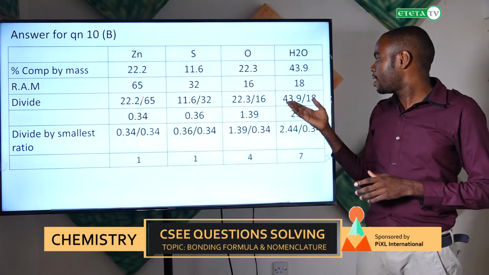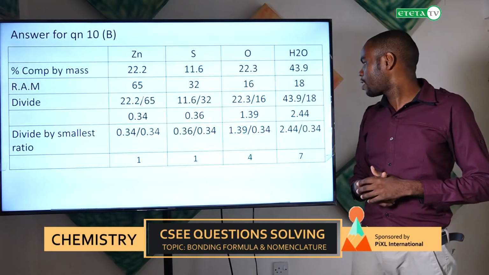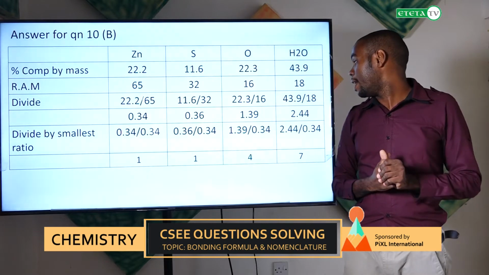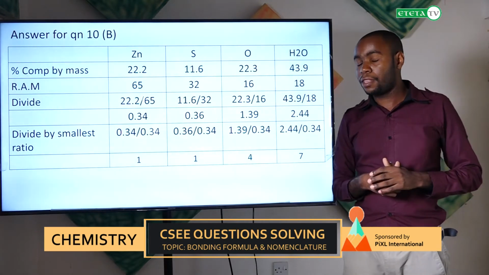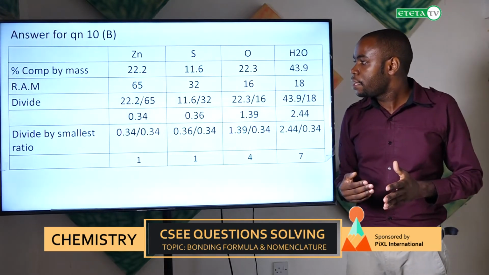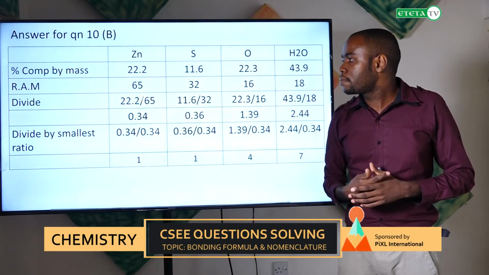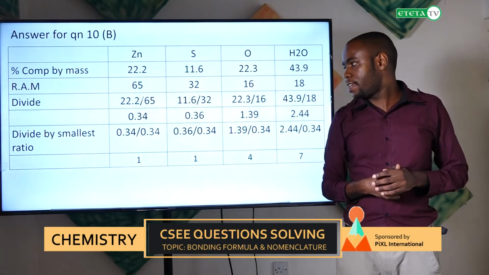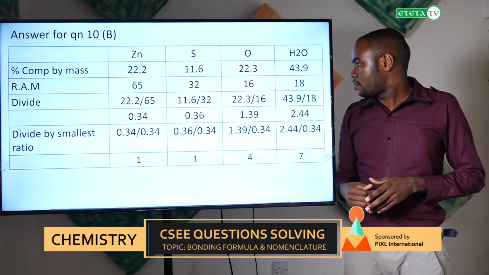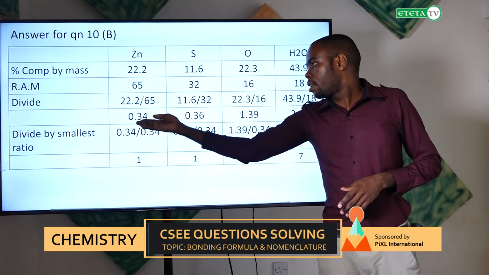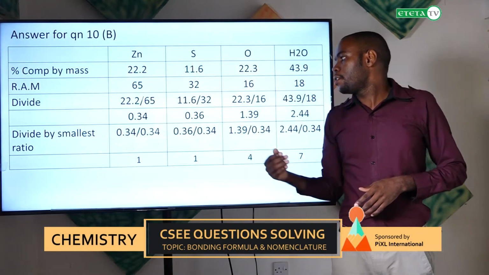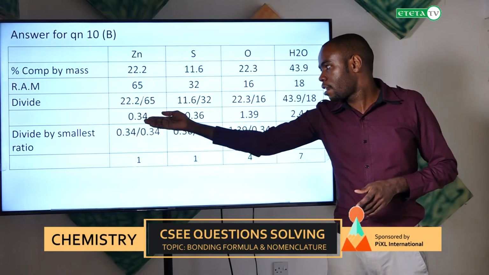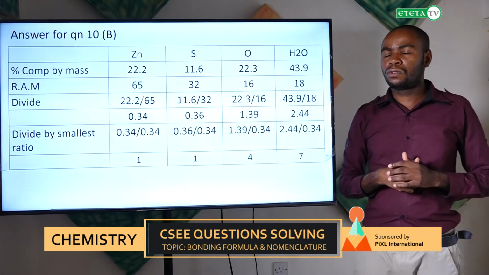And for water, you take 43.9 divided by 18, which is equal to 2.44. What follows is to divide by the smallest ratio. Look at which one is smallest among the ratios you obtained here. It is clear that 0.34 is smaller than the rest. So you take 0.34, then you divide all the ratios you obtained by it.